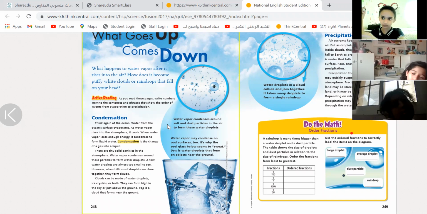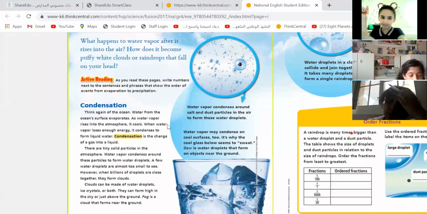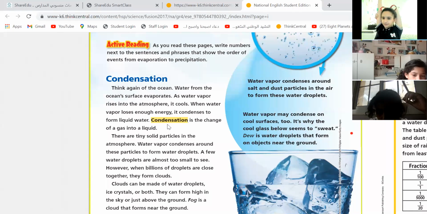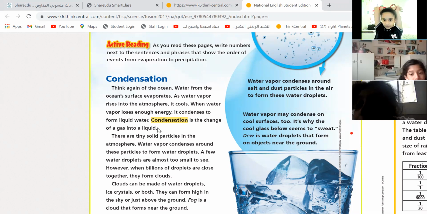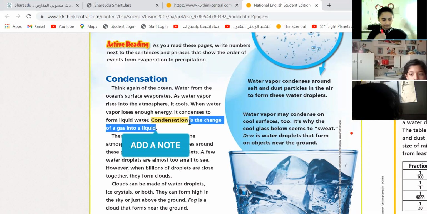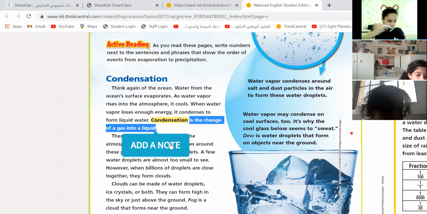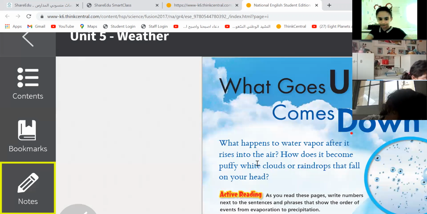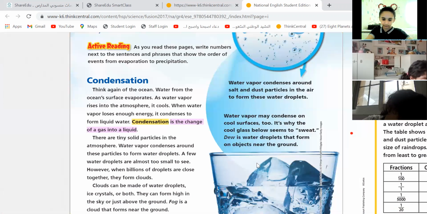Very nice. Okay, what about condensation? What is condensation, guys? I want you to find the word condensation here. Found it. Condensation is the change of gas into a liquid. Okay, gas to a liquid. Excellent. Gas to a liquid can be condensation, but how does condensation happen?